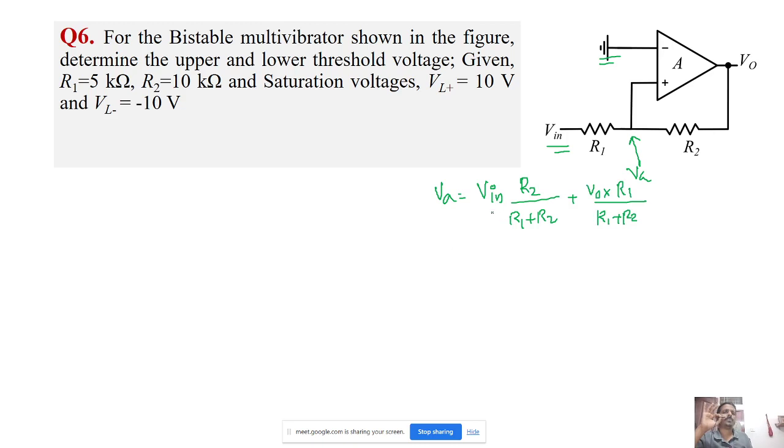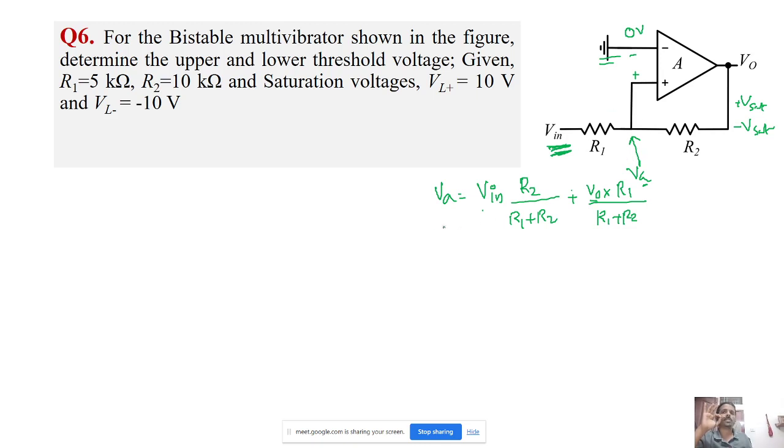Okay, so V0 will depend upon the voltage difference between the inverting and non-inverting terminals, right? Since the inverting terminal is grounded, it will be 0 volt. So whenever VA is greater than 0 volt, the output will be plus Vsat, and whenever VA is less than 0 volt, it will be minus Vsat, right? So we just need to find, for example, if V0 is plus Vsat, for what value of Vin this point VA crosses 0.